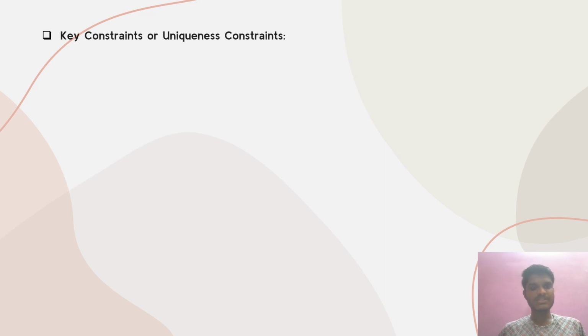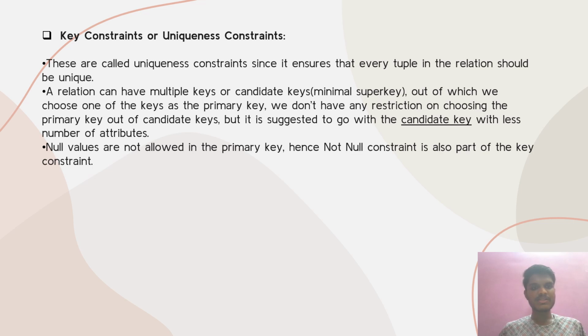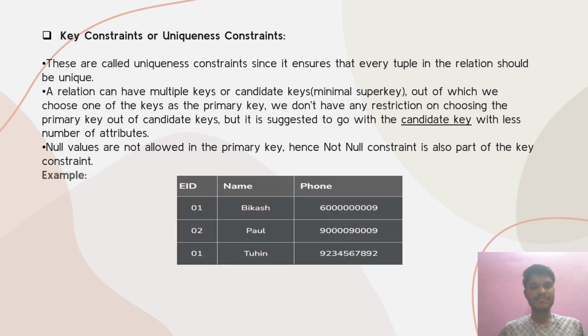Next, key constraints or uniqueness constraints. These are called uniqueness constraints since they ensure that every tuple in a relation should be unique. A relation can have multiple keys or candidate keys, out of which we choose one of the keys as the primary key. We don't have any restriction on choosing the primary key out of candidate keys, but it is suggested to go with the candidate key with fewer attributes. Null values are not allowed in the primary key, hence the not null constraint is also part of the key constraint.